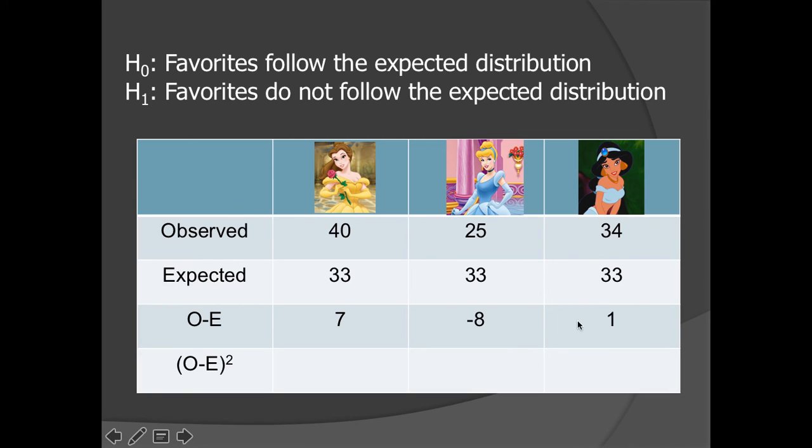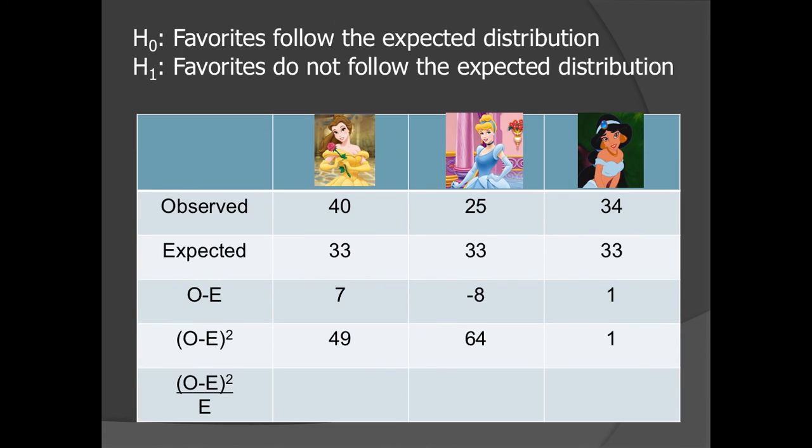Now we need to square these values. So we're going to do 7 squared, which is going to give us 49, negative 8 squared is going to give us 64, and 1 squared is going to give us 1. Then we need to divide by our expected values. So for each of these, our expected value is 33. So we're going to do 49 divided by 33, 64 divided by 33, and 1 divided by 33.